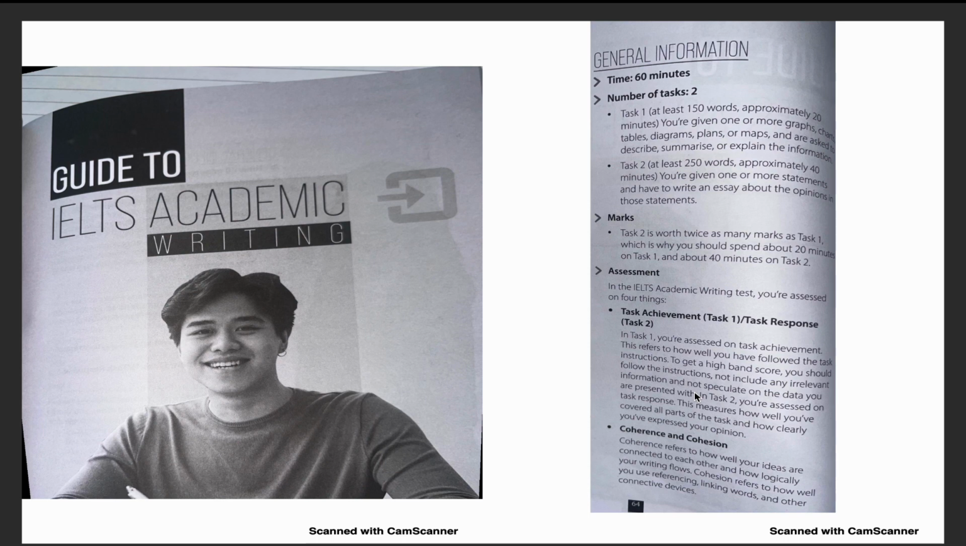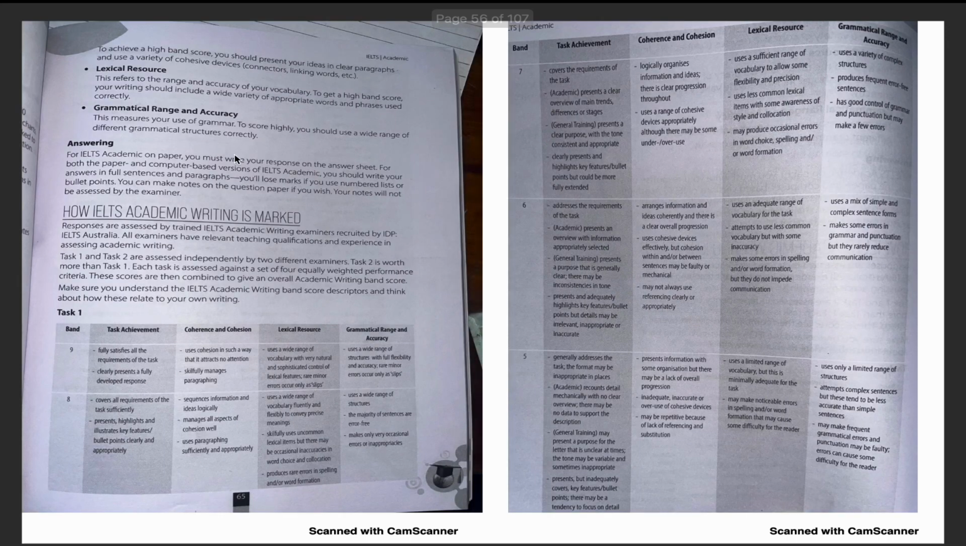Okay, coherence and cohesion. Coherence refers to how well your ideas are connected to each other. So that is what coherence means. The ideas should be connected to each other, and show how logically your writing flows. So is your writing logical in nature, and is it going with the flow, and are you making any sort of grammatical errors and all of that. So coherence is basically the connectivity between the words, right?